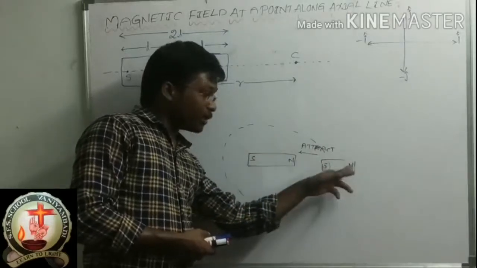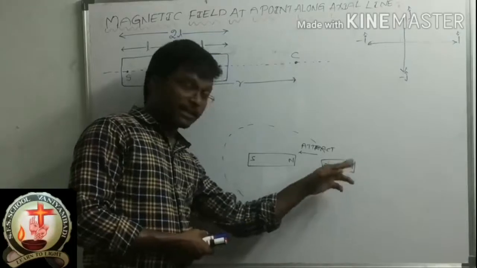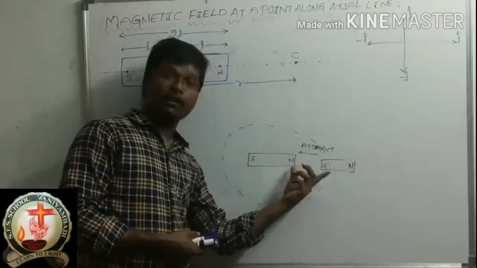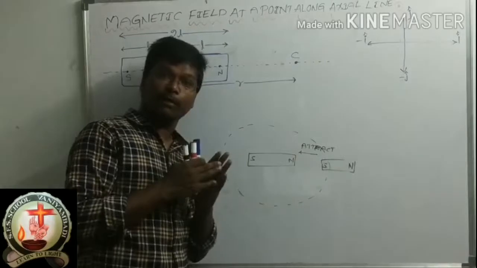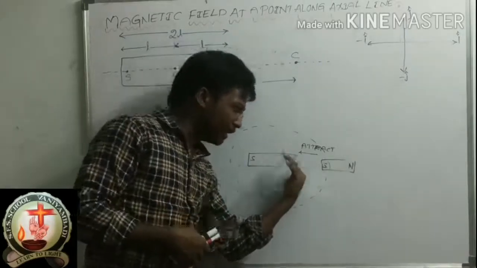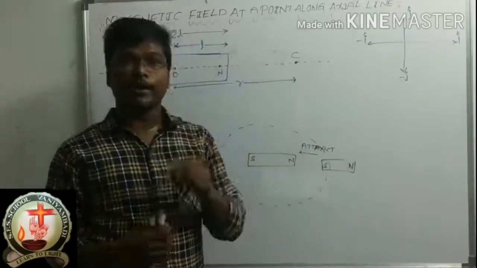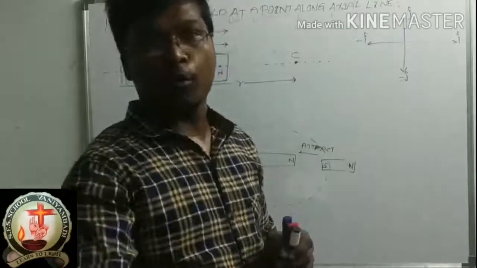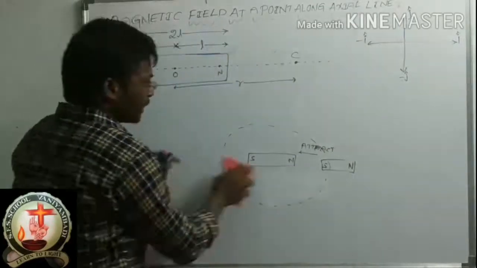If the north pole is placed on this side and the south pole on that side, then north pole and north pole are nearer. Same poles always repel, so this magnet will repel this. You can keep these two points in your mind. Then we can enter into our topic today.